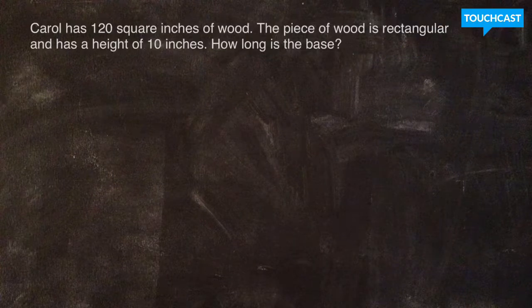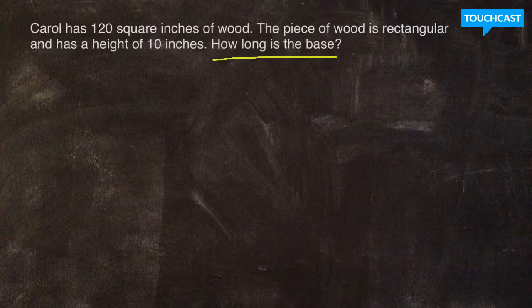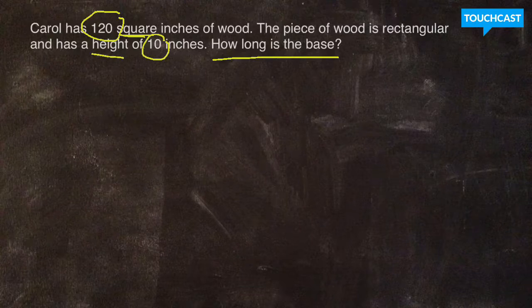Let's take a look at one more. Carol has 120 square inches of wood. The piece of wood is rectangular and has a height of 10 inches. How long is the base? Okay. So the question's asking us how long is the base. The information that they're giving us is that its total piece of wood is 120 square inches. Think about square inches. The piece of wood is rectangular and has a height of 10 inches.